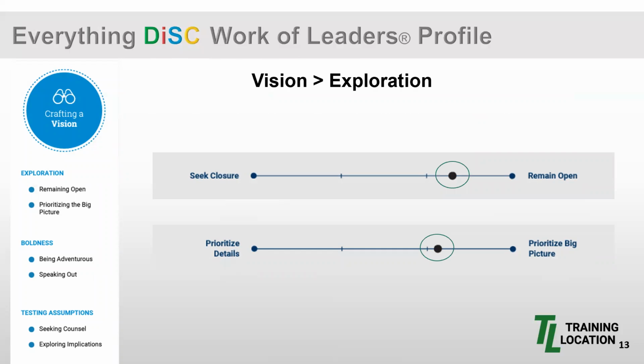Now we begin to dive into the first driver, again, just staying on the vision, first driver of exploration, including its two behavioral criteria. Now, a deeper, broader explanation is provided on how exploration drives vision and remaining open and prioritizing the big picture. This is where Michael's individual results are charted along these two scales. Notice Michael's rating dots on the two continua.